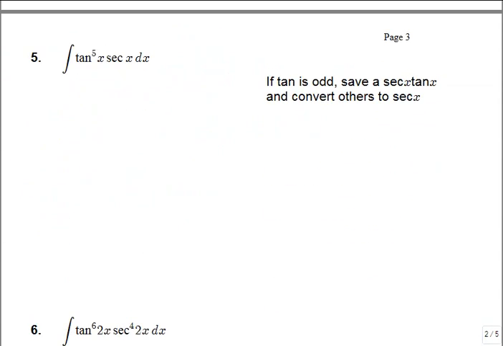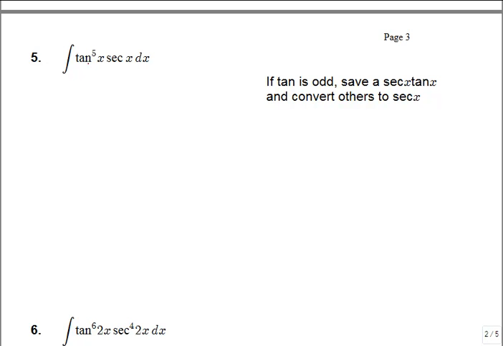All right, let's try some tangents and secants this time. Now we have the integral of tangent to the 5th of x times secant of x dx. The strategy here is if tangent is odd, you're going to save a secant x tan x, and then convert the others to secant x. The reason you want to do that is because if we can change these to powers of secant, then the derivative of secant is secant x tan x, and we're going to need that secant x tan x to be our g prime.